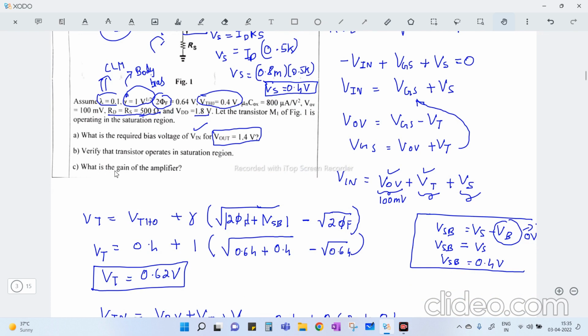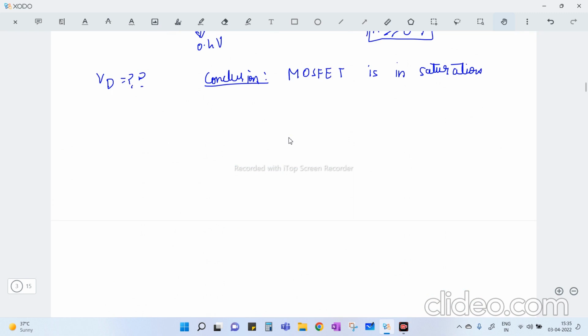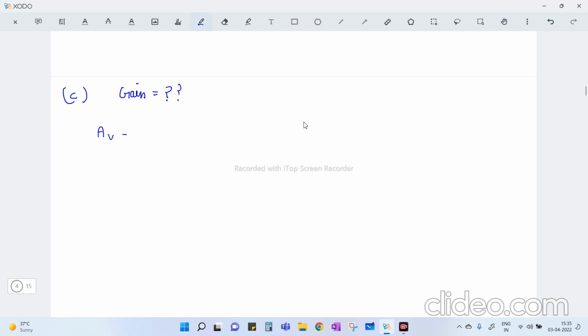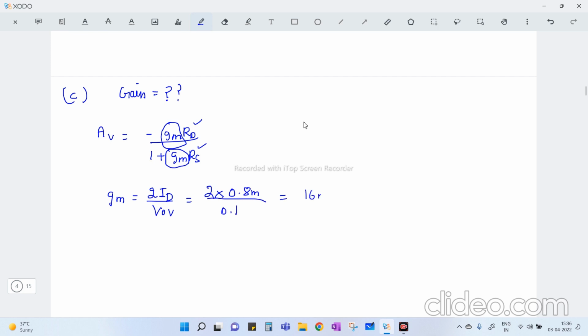Now let us go into sub question C. What is the gain of the amplifier? They are asking the gain of the common source amplifier with source degeneration. We know there is a direct formula, which is gain equal to minus gm RD divided by 1 plus gm times RS. We know RD and RS are given in the question. gm is something which we have to find. One of the equations for gm is 2ID divided by VOV. ID we have already found as 0.8 milliamperes, and VOV is given in the question already. When we evaluate this, it comes to 16 millisiemens.